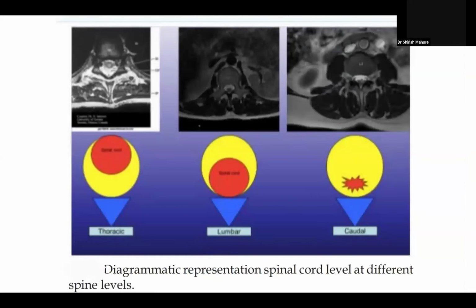This is the diagrammatic representation of the same thing. This is the axial view of the spine at thoracic, lumbar, and caudal levels, where you can appreciate the spinal cord is placed very much anteriorly, and there is sufficient space between the posterior dura and spinal cord at the thoracic level, which is very less in the lumbar area.